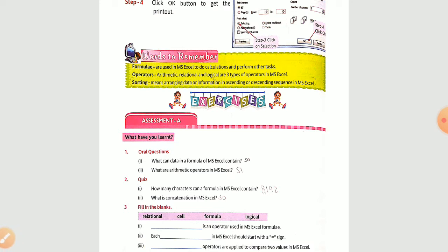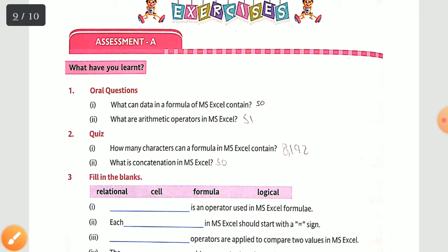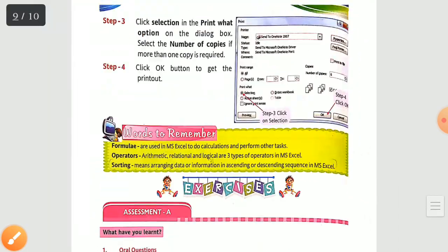So previously also I have told you about these words to remember, that you have to complete these words to remember in your copy, right? These 3 words to remember you have to write down, and then afterwards it starts from assessment number A. So see the first question. What can data in a formula of MS Excel contain? So for this answer you have to turn page number 50.